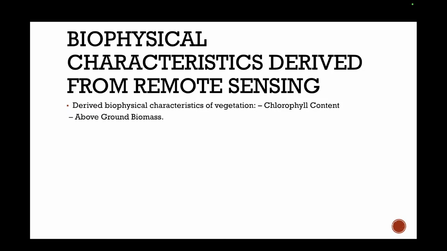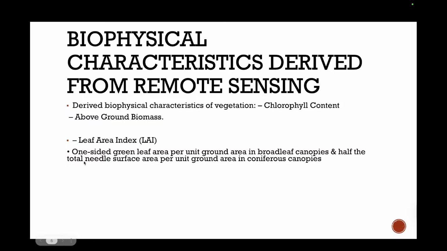Then we can also calculate the above ground biomass. I'll show you how we can compute the above ground biomass. Then leaf area index. This is another way to identify chlorophyll content, leaf area index or above ground biomass. Leaf area index is basically one side green leaf area per unit ground area in broadleaf canopies, and half of the total leaf surface area per unit ground area in conifer canopies.